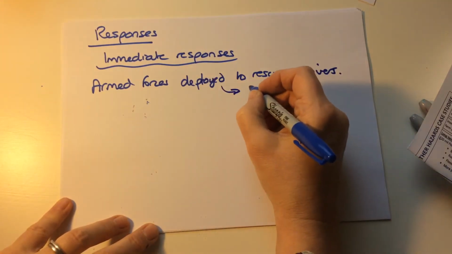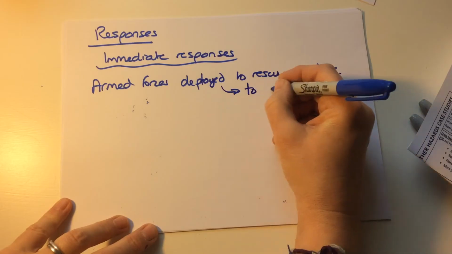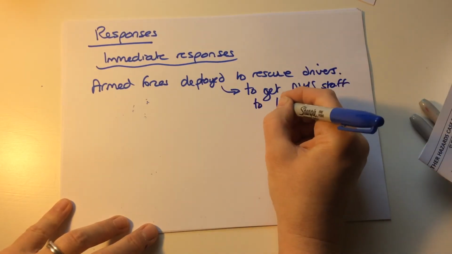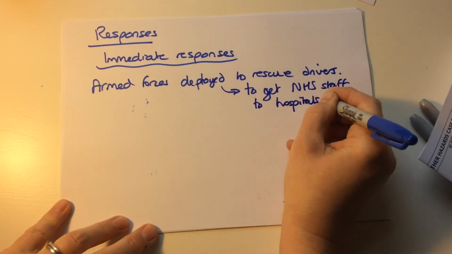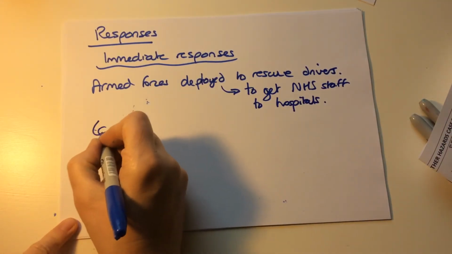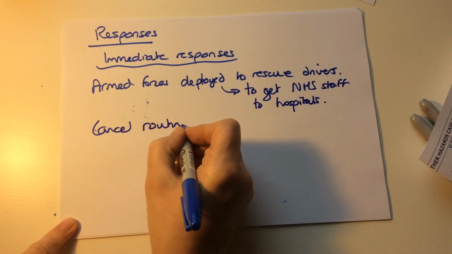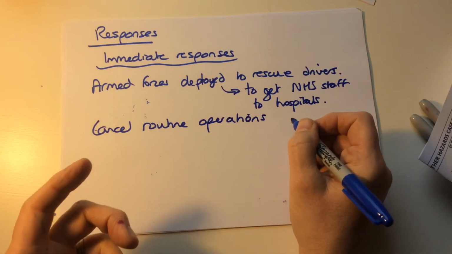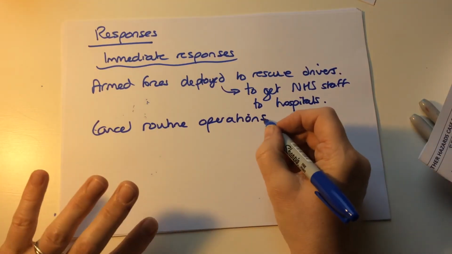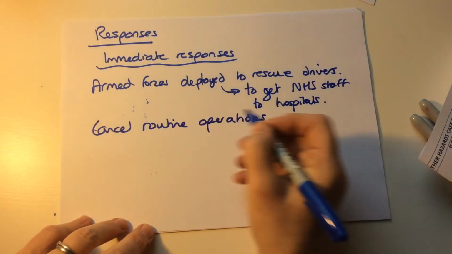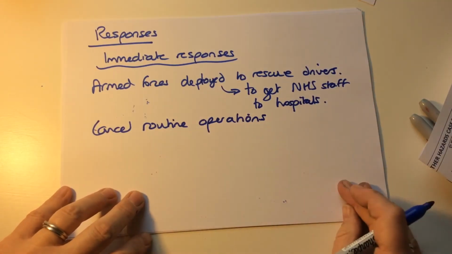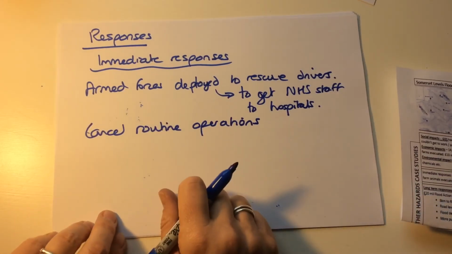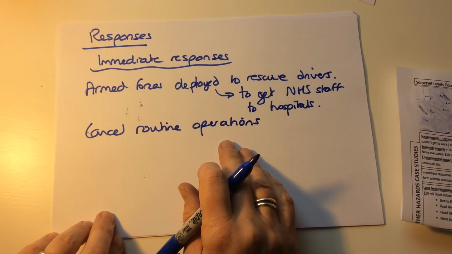And that puts people in a very dangerous situation if they're not equipped appropriately. They also were working to get NHS staff to hospitals. They would cancel routine operations, so if somebody was going in for a cataract operation or for a hip replacement, that operation would have been cancelled, not least because it would be difficult for those people to get in, but also because they need the beds to treat people who would be, unfortunately, more accidents. So that's a very important immediate response.